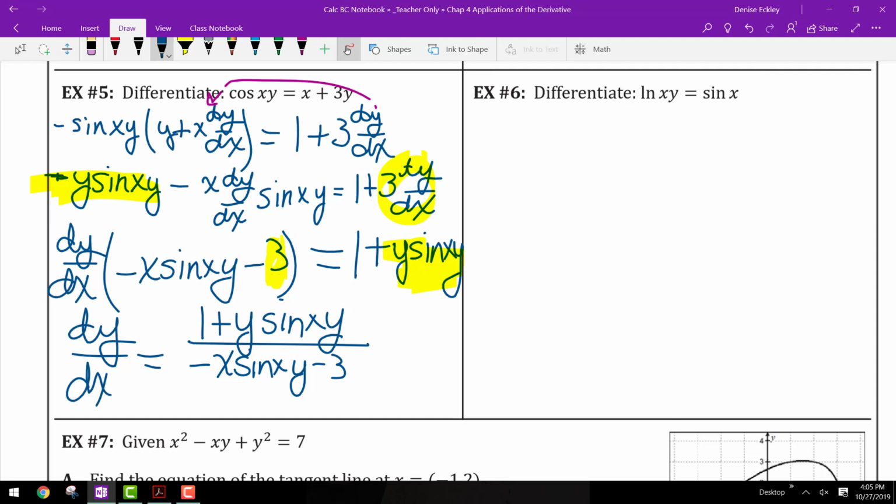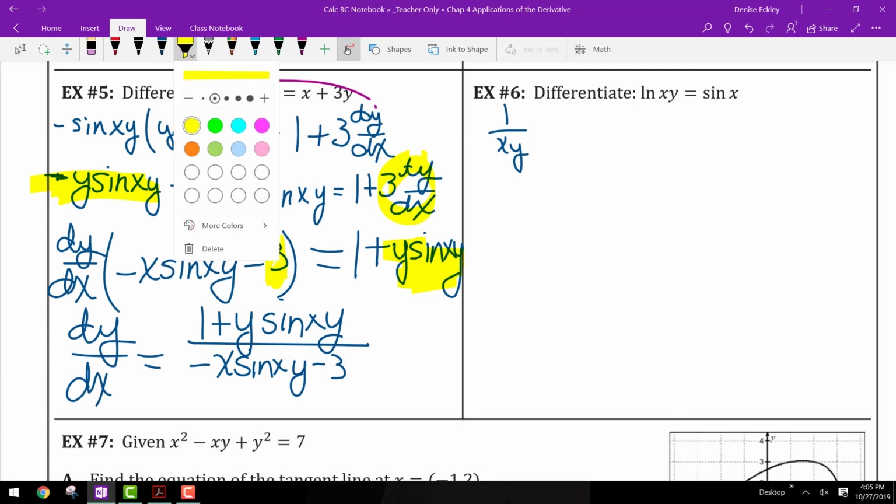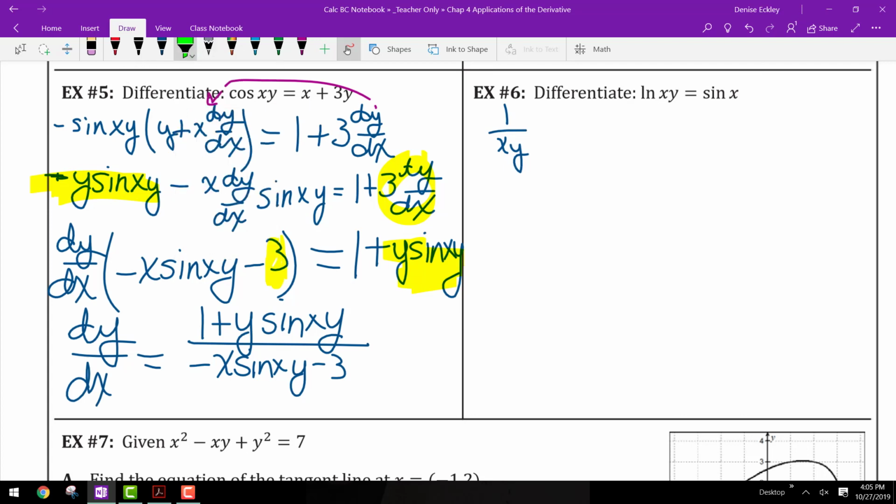And then finally, number 6, we have a natural log that also has a product rule. So we're first going to take the derivative of the natural log, which is going to be 1 over the xy. Then we're going to take the derivative of xy, which is going to be exactly the same as what we did in the last problem, which is right here. That's going to be our derivative of xy. So I'll write that. So that's going to be y plus x dy dx. And on the other side, taking the derivative of sine x, that's just going to be cosine x. There's no y there, so I don't have a dy dx.